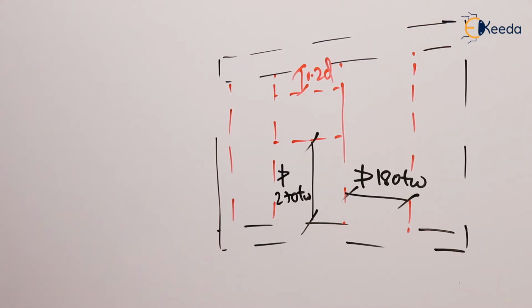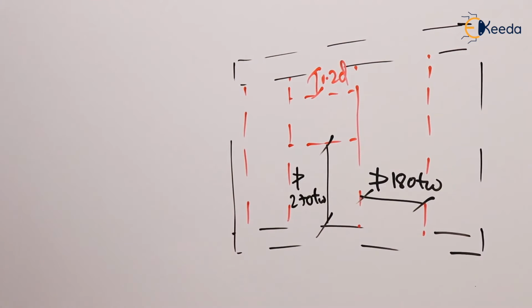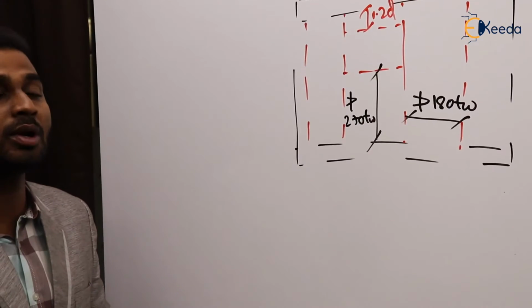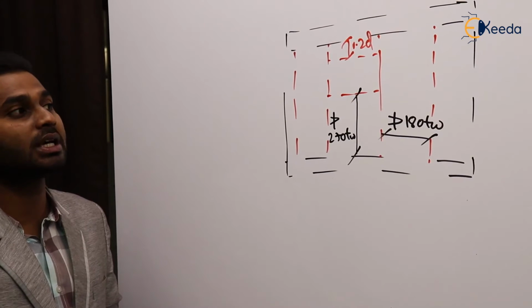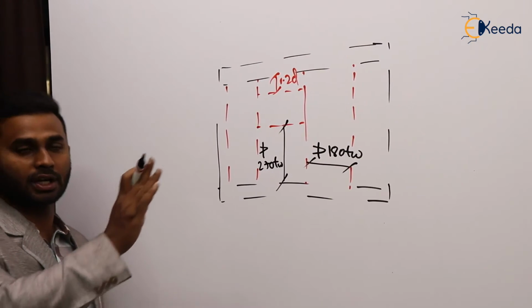So after providing all the stiffeners, the greater and lesser clear dimension of the panel of the plate girder should not be more than 270 TW. We know TW. What is TW? Thickness of the web. So 270 TW and 180 TW. That is the provision. So first you take down the note.